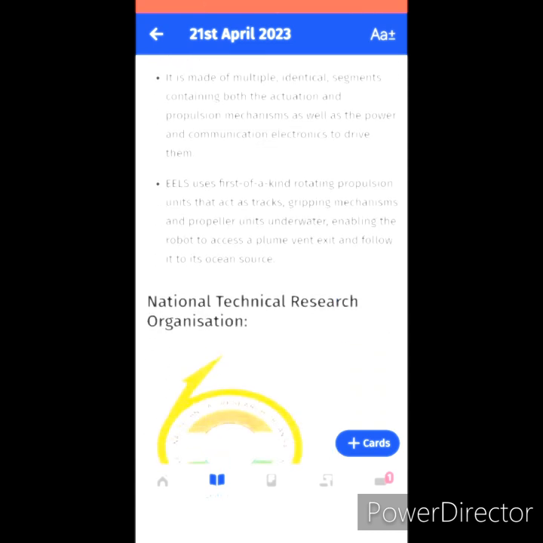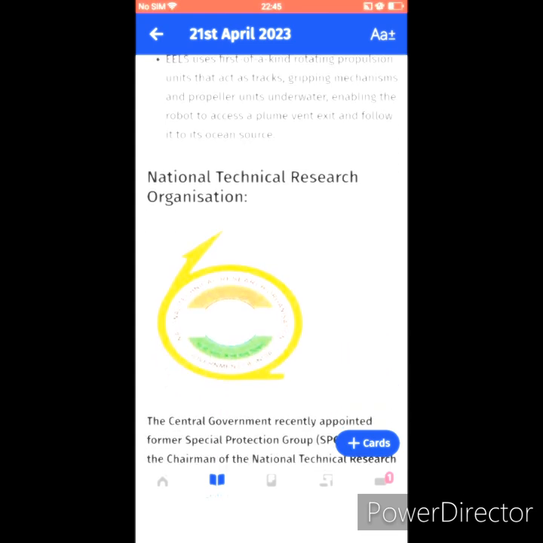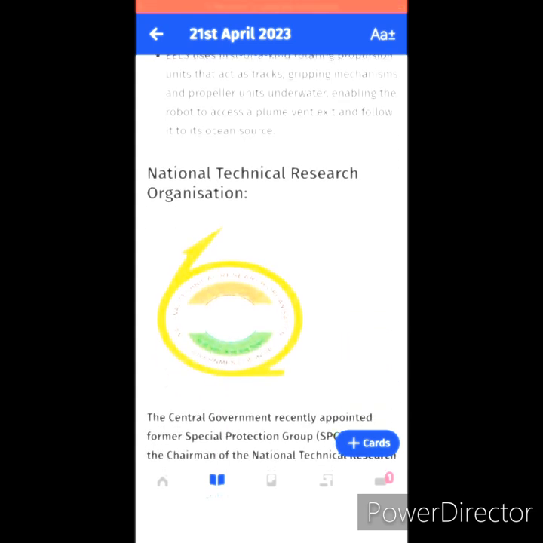It is made of multiple identical segments containing both the actuation and propulsion mechanisms as well as the power and communication electronics to drive them. The EELS uses first-of-a-kind rotating propulsion units that act as tracks, gripping mechanisms, and propeller units underwater, enabling the robot to access a plume vent exit and follow it into the ocean source.